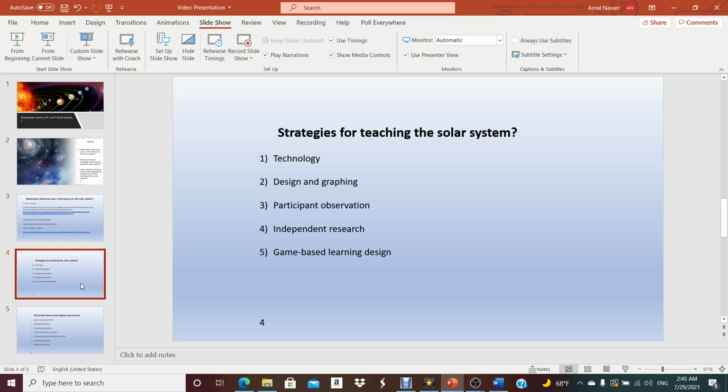Students could interactively play digital games on the solar system. Identifying objects and their characteristics could be emphasized within the games.